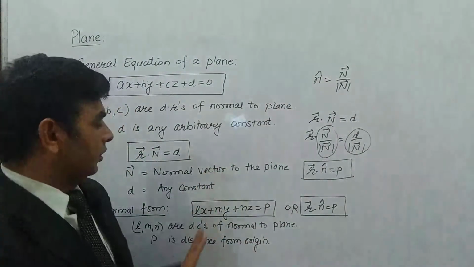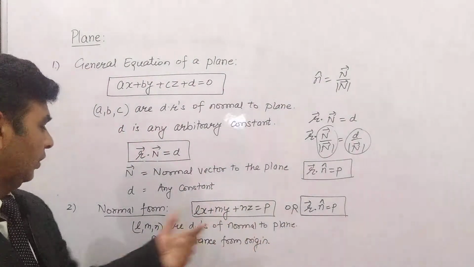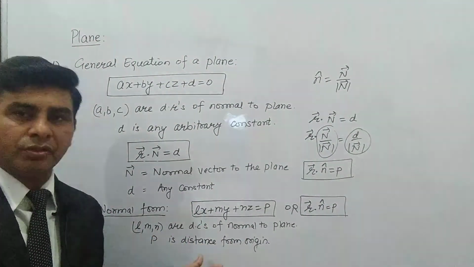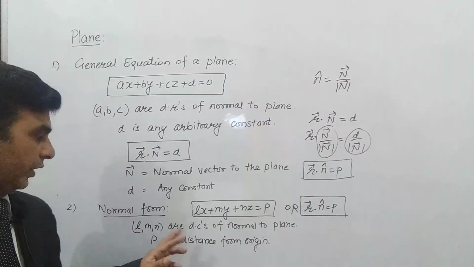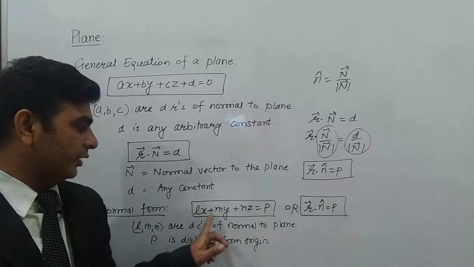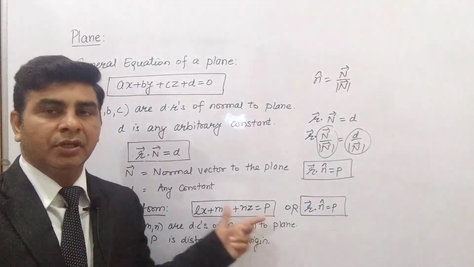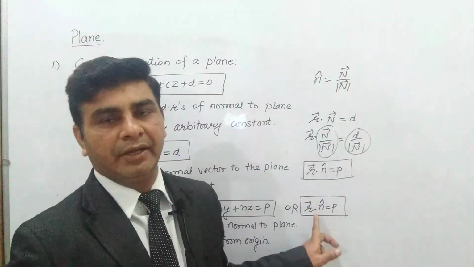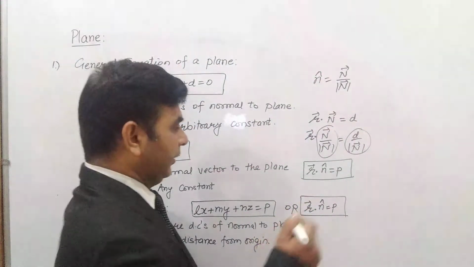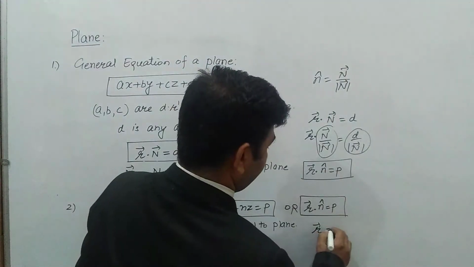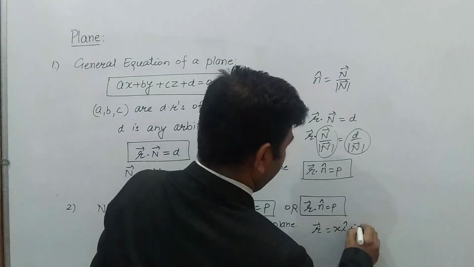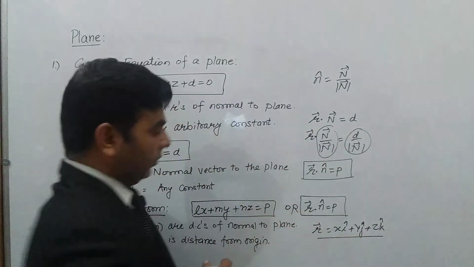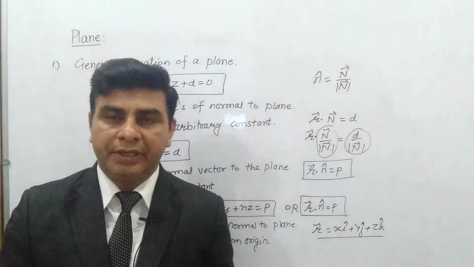So this is the first type in which you are given the direction cosines of the normal to the plane, and the distance from origin is also given to you. In that case you can write down the equation of plane as Lx plus My plus Nz is equal to p in Cartesian form, or vector r dot n cap is equal to p. Vector r is given by x i cap plus y j cap plus z k cap. You know very well. So let's do the next type, next condition.